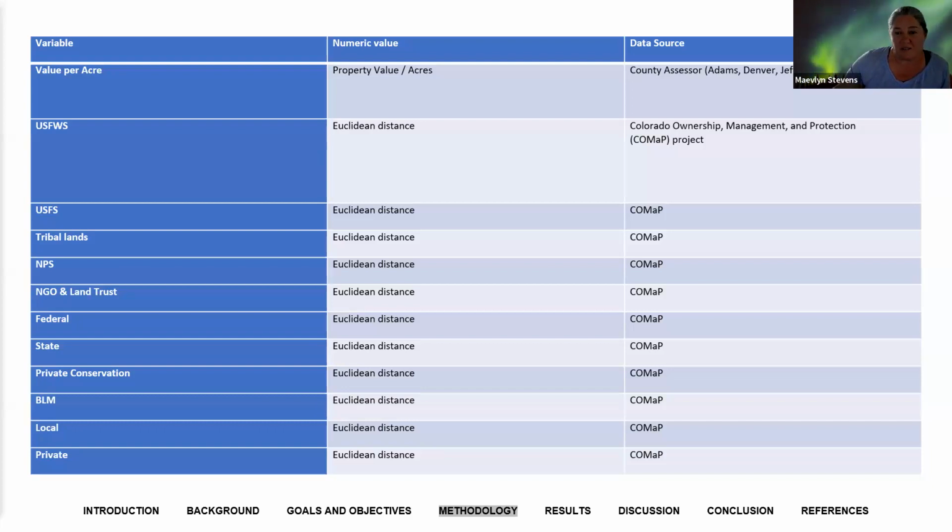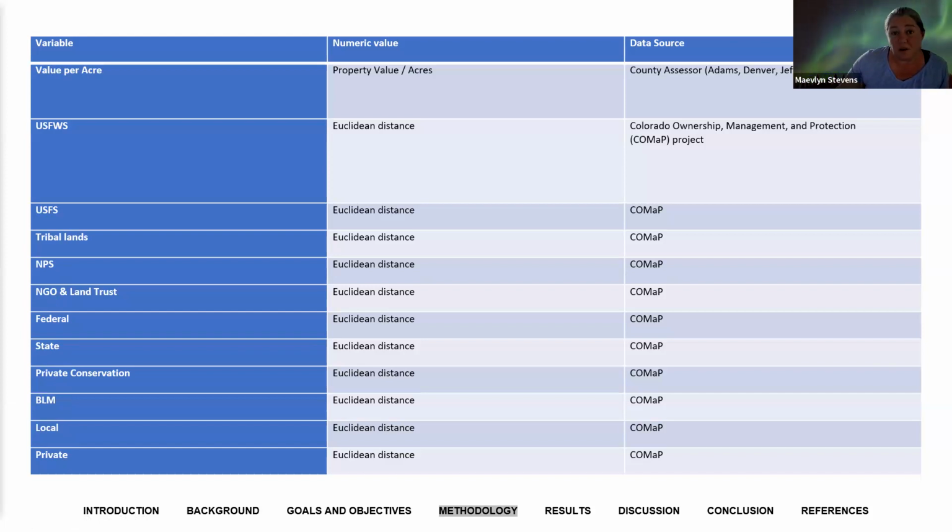So I've looked at various types of open space, and those are all the ones contained in that COMAP data set: US Fish and Wildlife Service, US Forest Service, Tribal Lands, Park Service, NGO and Land Trust lands, federal, state, private conservation, Bureau of Land Management, local, and private. That's because not all open space is the same, nor are all the landowners. The BLM, for example, might dramatically change the land use, leasing out mineral rights. That's very different than a national wilderness. So even with these 11 categories, there are quite a few different land uses within those categories themselves.